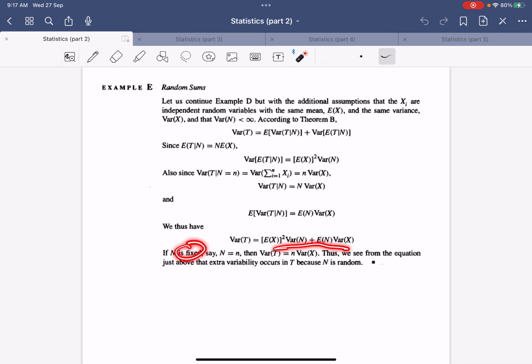And so if N is fixed, then this part is 0. So this is just n, little n, times the variance of X, which is what you already know.